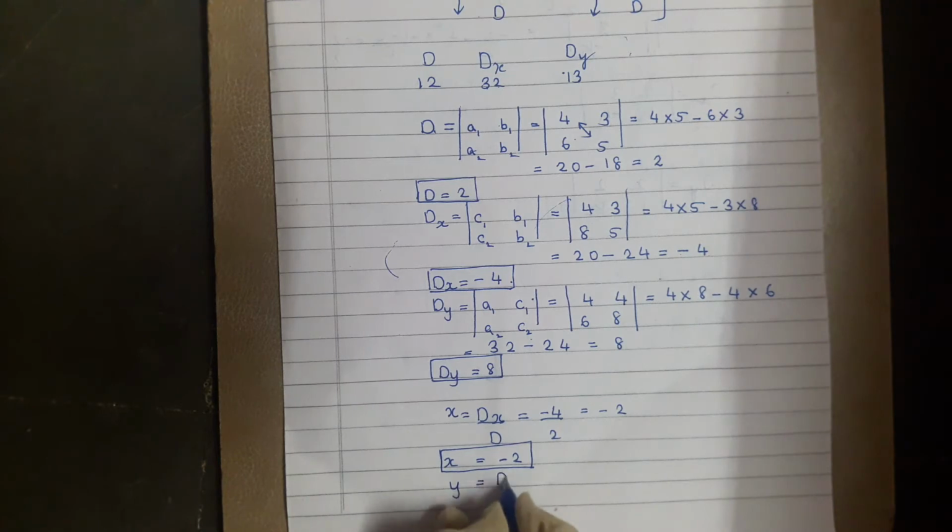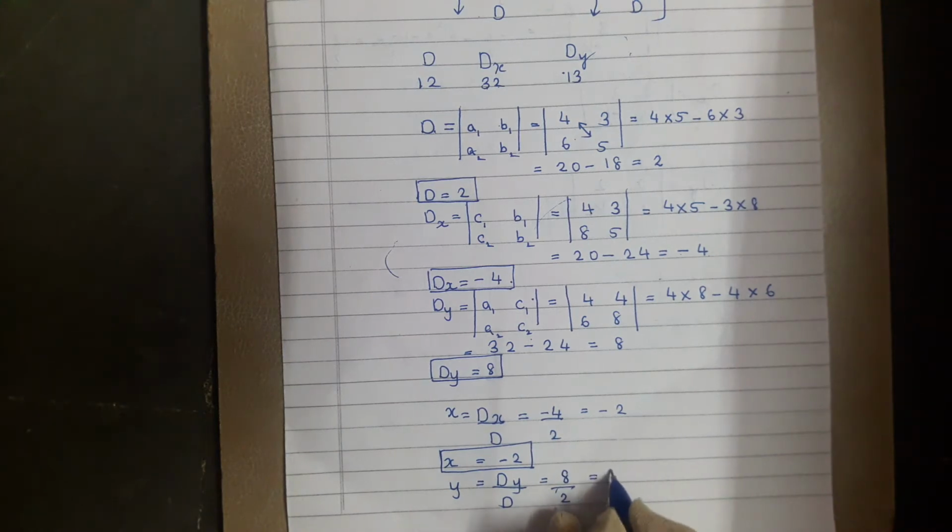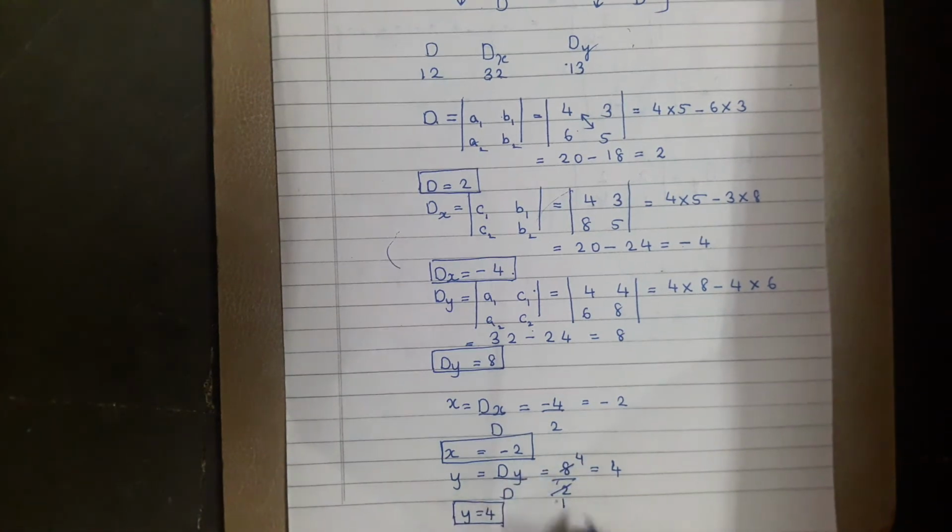Now y is equal to dy upon D. From the above steps, dy is 8 and D is 2. So 2 ones are 2, 2 fours are 8. So y will be 4. Value of y will be 4. So we have completed our solution.